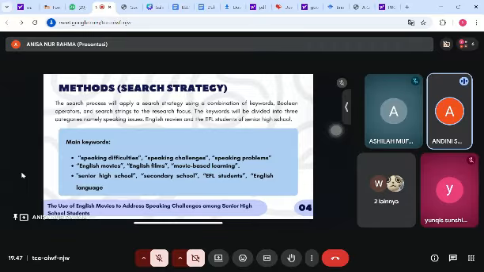And then the main keywords are used to reflect the main variables of the research. Terms related to speaking difficulties were used to identify studies discussing students' speaking problems. And keywords such as English movies and movie-based learning were applied to locate studies that use film as a teaching medium. Finally, keywords related to senior high school and EFL students ensured that the selected studies focus on the appropriate learning level. Next, please.